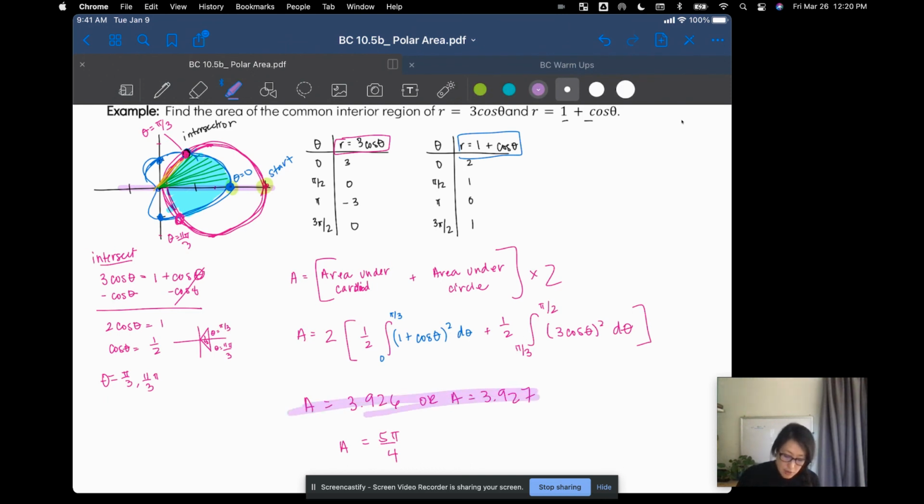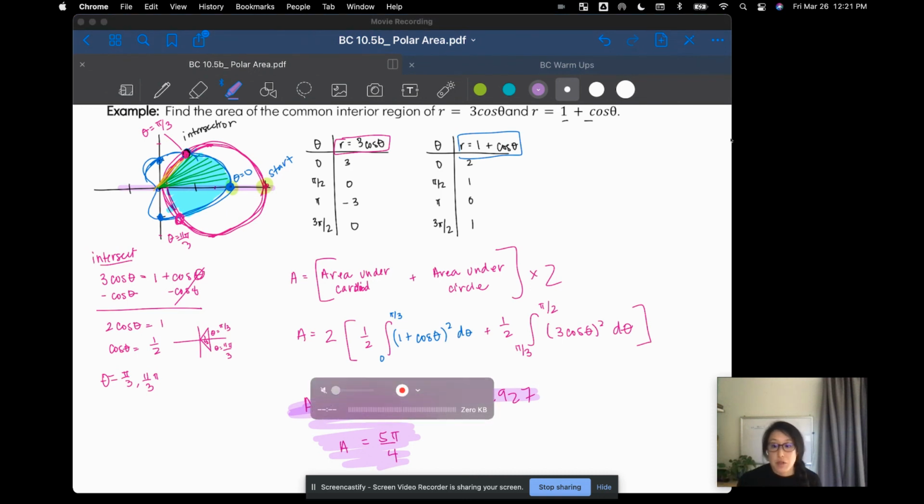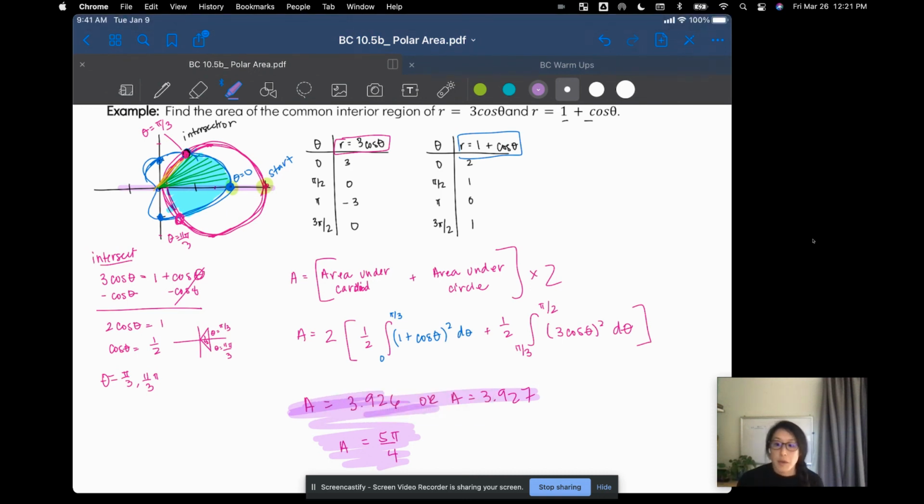Okay, these take a little bit of detective work to figure out the areas, and like what the bounds are going to be. That's probably the trickiest part, but you got this.